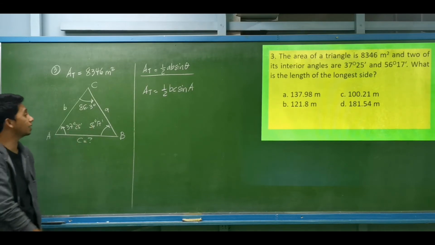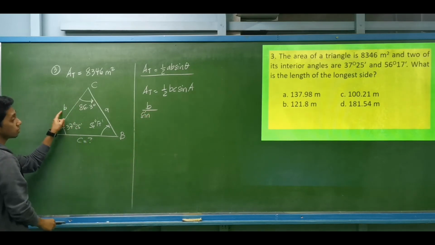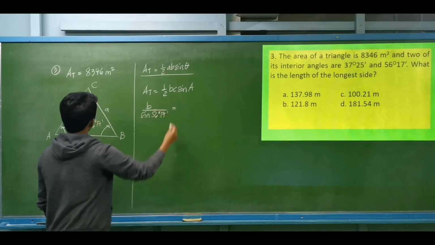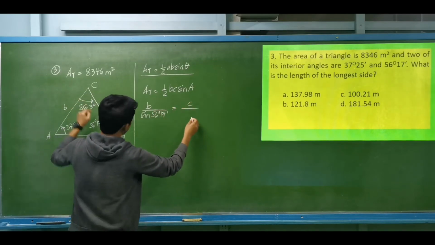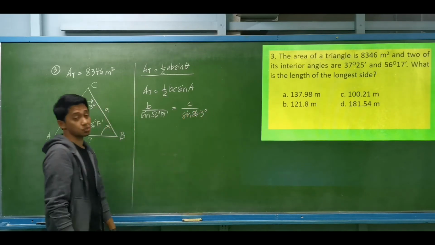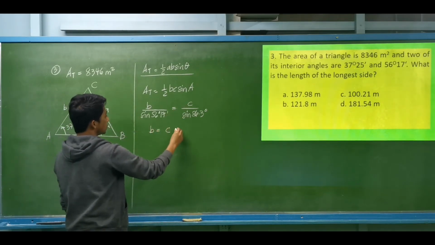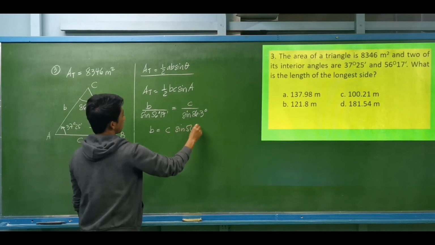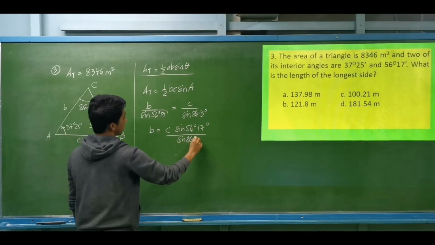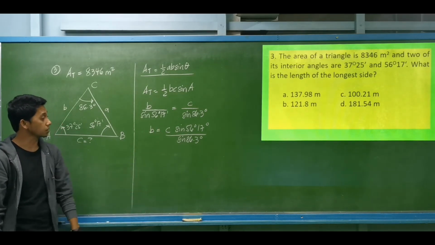Paano natin gagawin yan? Sine law. This is side B divided by sine, ano yung opposite ni side B? That is 56 degrees, 17 minutes, is equal to side C. Yung opposite niya is the sine of 86.3 degrees. Pagawin natin dito, we have side B is equal to side C, sine of 56 degrees, 17 minutes, divided by the sine of 86.3 degrees. Okay, ito yung equivalent ni side B in terms of side C.